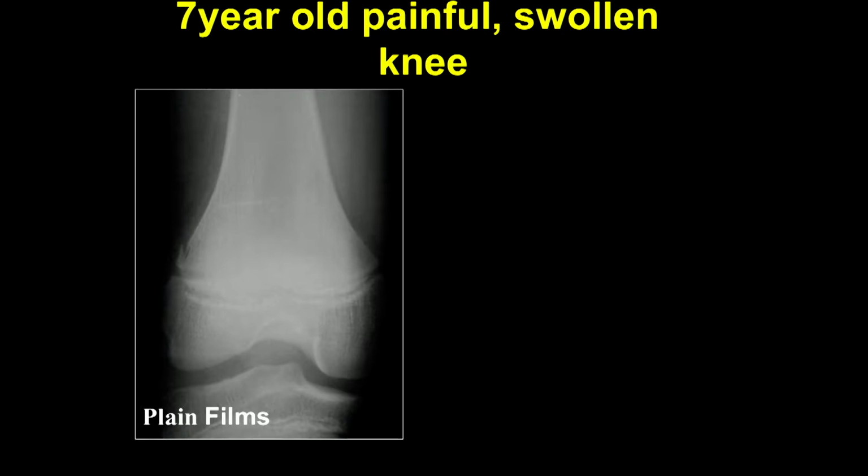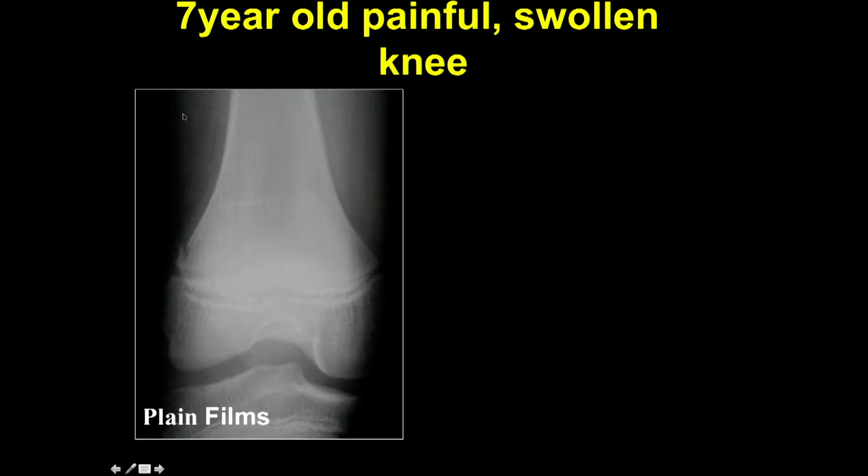There's a little fragment on the medial side. And what does that indicate? Say it's most likely a Salter-Harris 2. Well, actually this is a normal finding. This is where the adductor magnus attaches, and this is a normal finding.